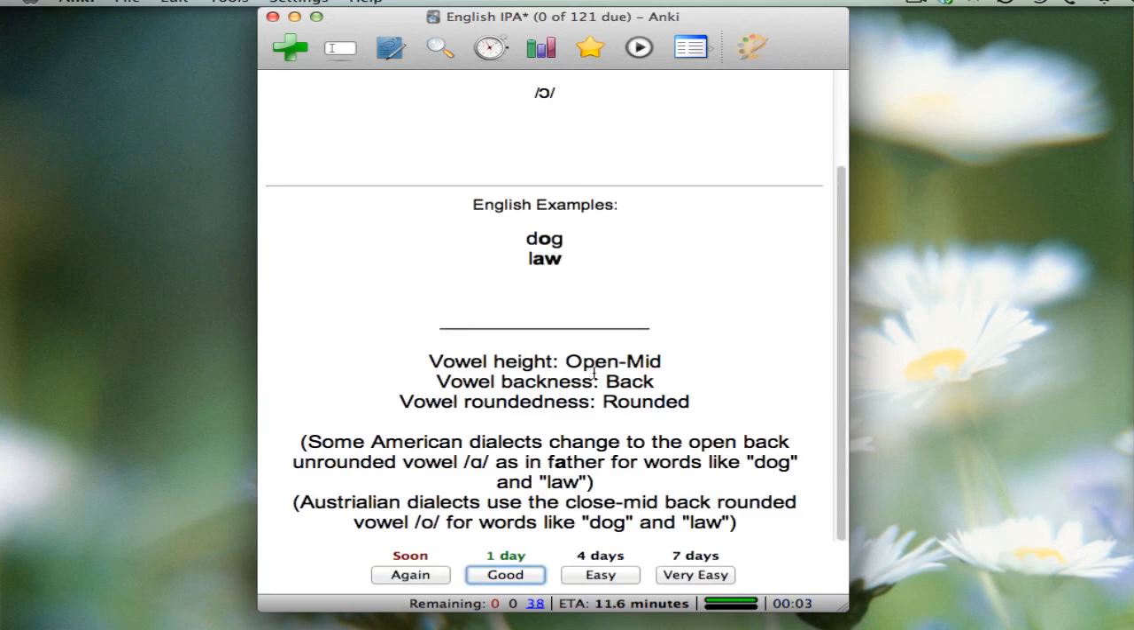Aw is interesting because it doesn't actually exist in my dialect, the Californian dialect. In general, I say father, law, and dog. I have to really think to round it and say dog and law differently. Australian dialects will sometimes use a closed O, which is fascinating. They go dog and law. But in general, this is going to be the open mid, rounded back, dog.